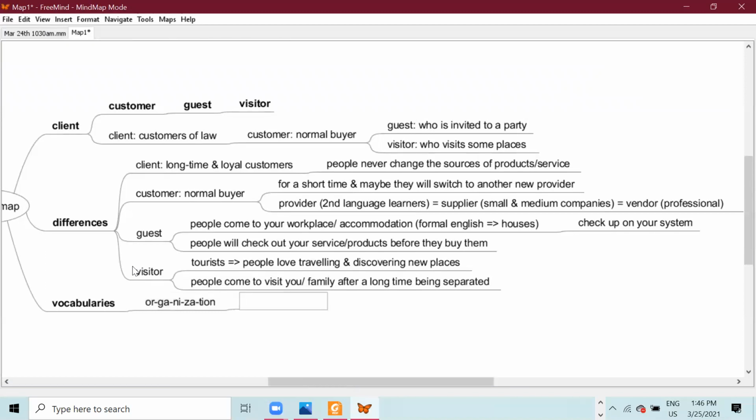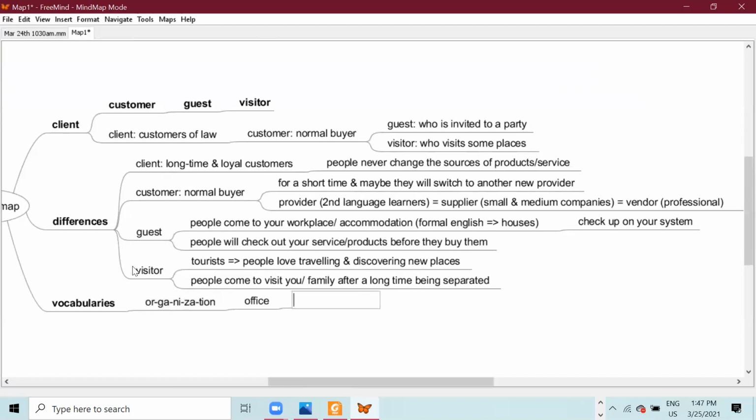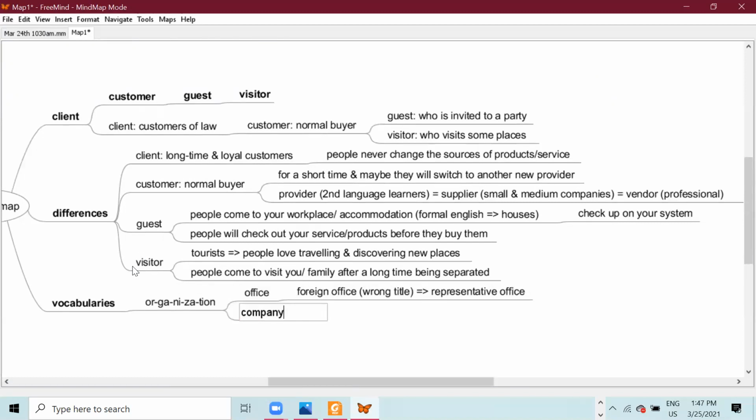And in organization, first, a small office, but this office is foreign, a foreign office. People don't use the word foreign office because this is the wrong title. If you want to talk about a foreign office, you use the word representative office. Please remember this word. And after the office, you are going to open the company.